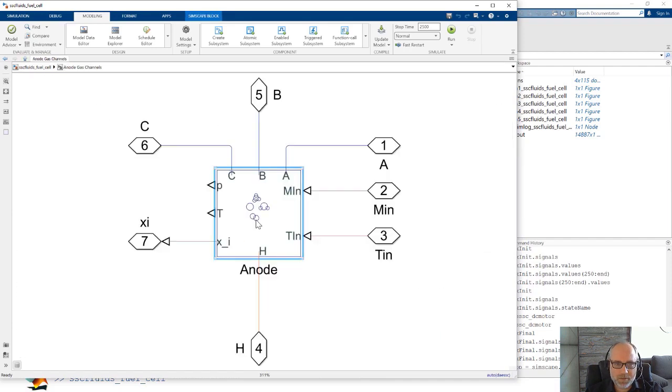Next part is the anode, a constant volume chamber with several connections. We come in here at port C, we get out at port B, and we have a connection here to the membrane. This one is just used for getting temperature and pressure. There's no flow going over the membrane. The flow is controlled from the equations in the membrane by these external mass flow inputs here. We've also got a thermal connection here, an exchange of heat with the environment. And we have an output used for the mass fraction of every single species.